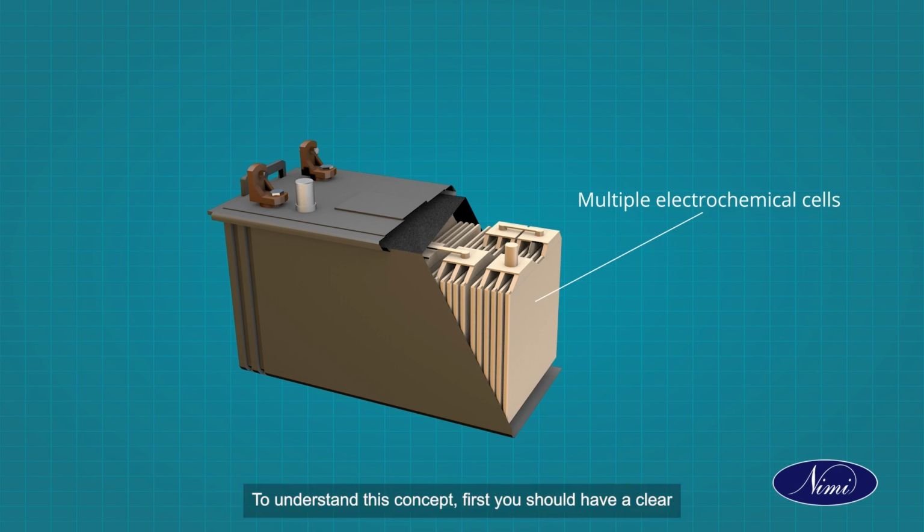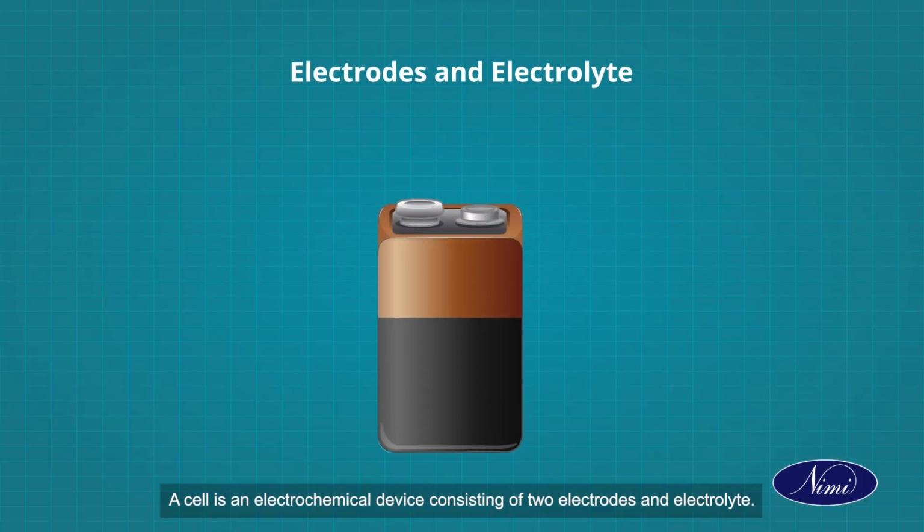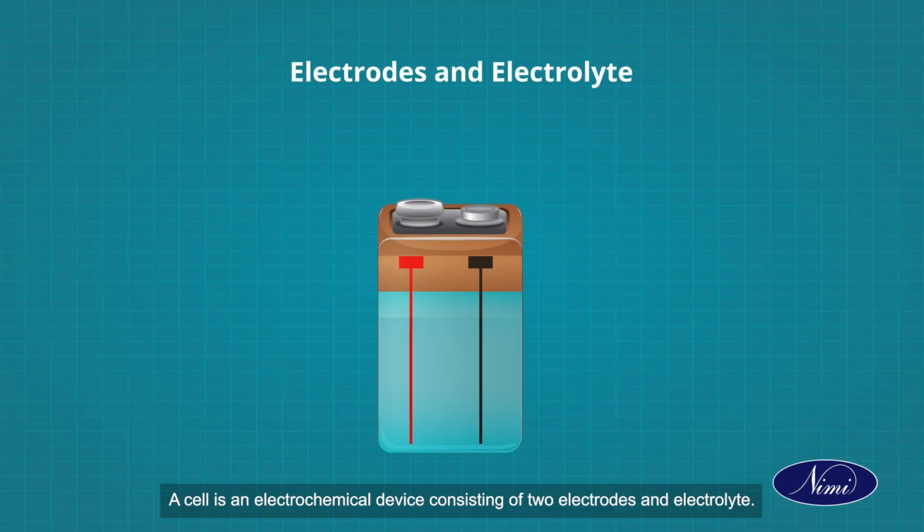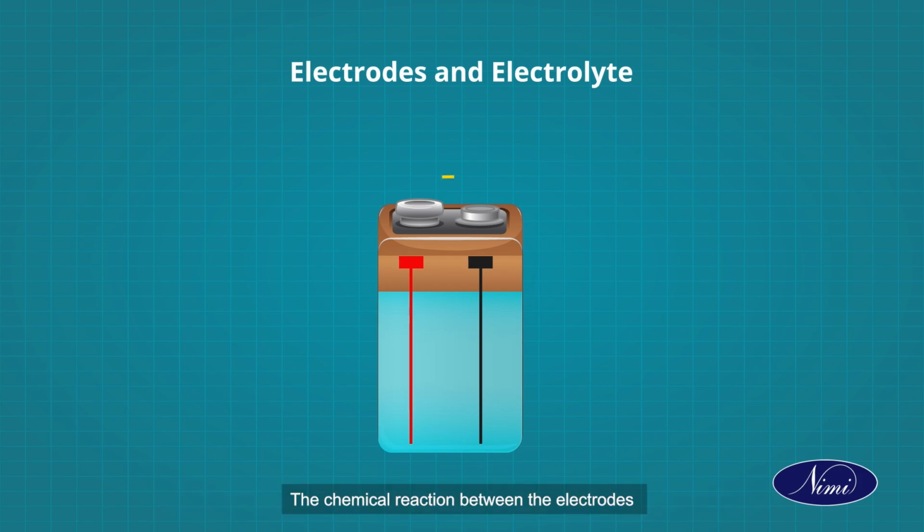To understand this concept, first you should have a clear understanding of what is a cell. A cell is an electrochemical device consisting of two electrodes and electrolyte. The chemical reaction between the electrodes and electrolyte produces voltage.